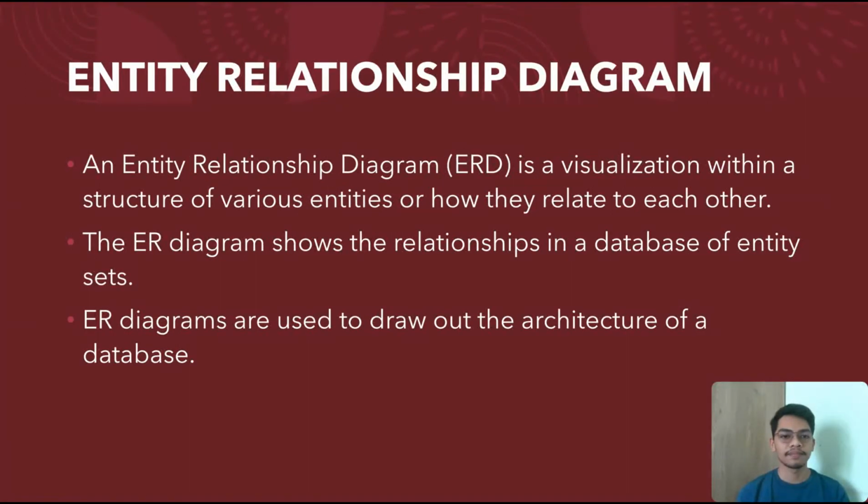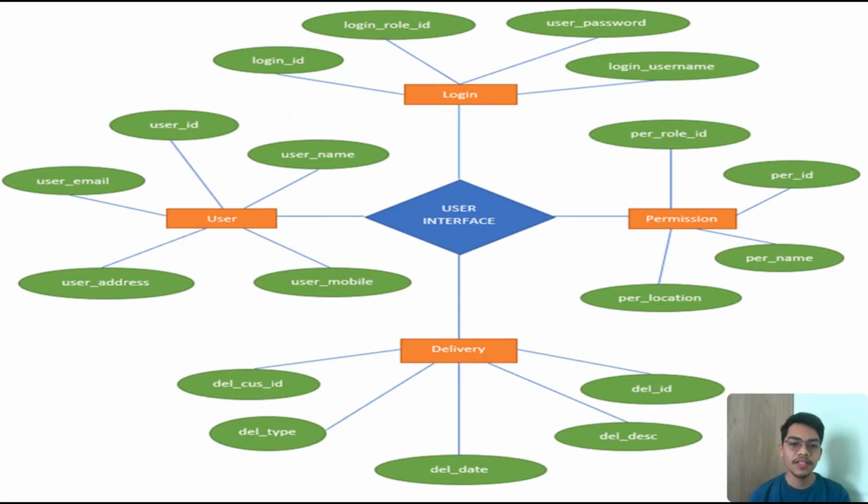An entity relationship diagram is a visualization of the structure of the various entities and how they relate to each other. The ER diagram shows the relationships of entity sets in a database. ER diagrams are used to draw out the architecture of a database. So this is our ER diagram for the user interface. They have login, permission, delivery, and user.